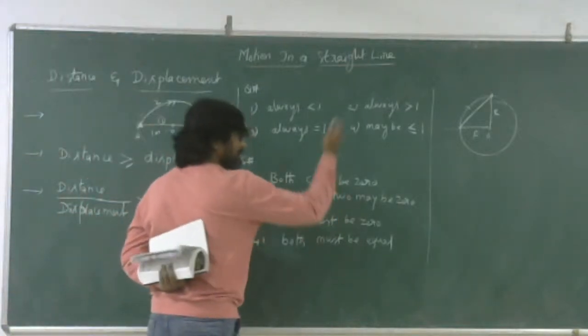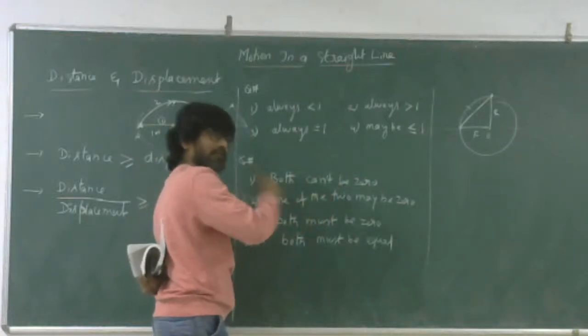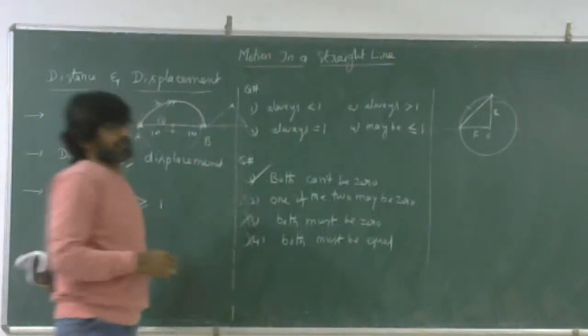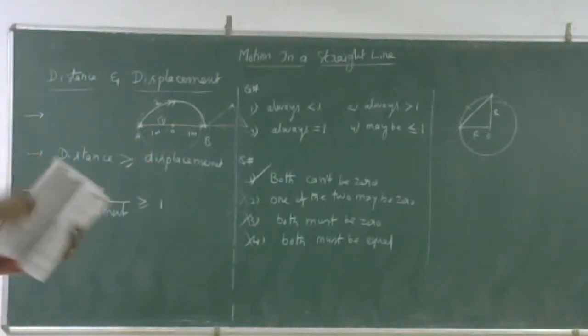And because of the given data, we cannot say that one of them can be 0. So "both cannot be 0" is the only thing possible. Got it? So keep these points in mind.